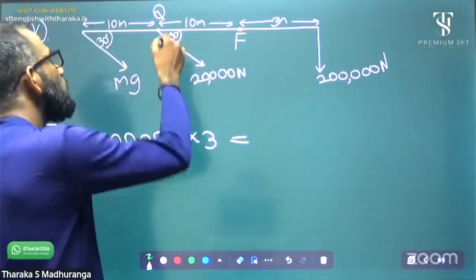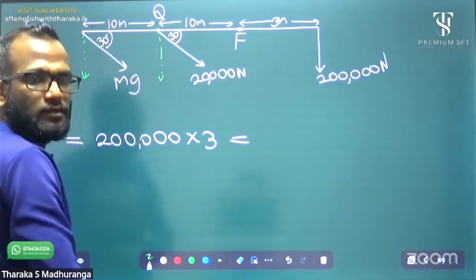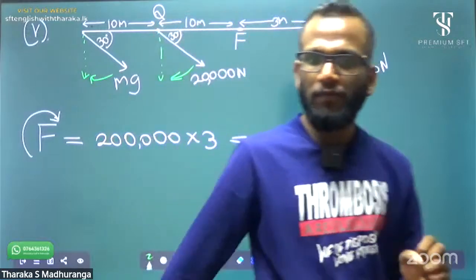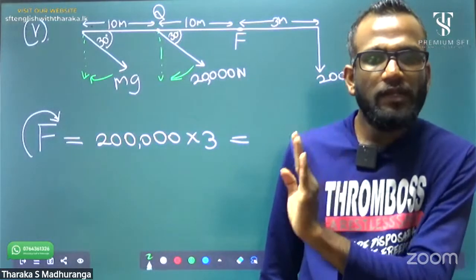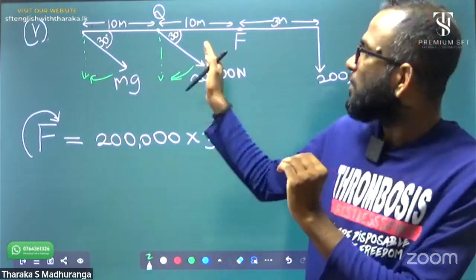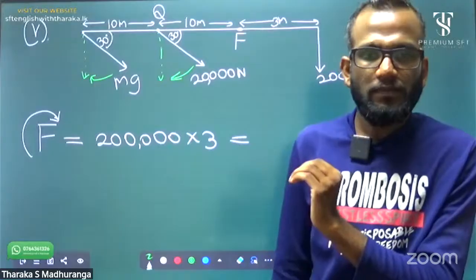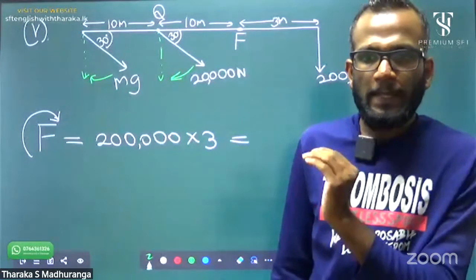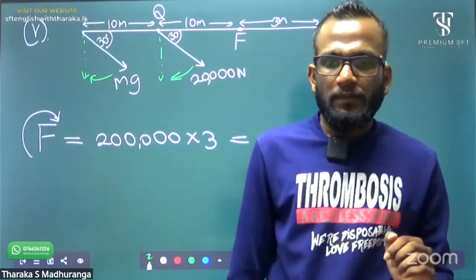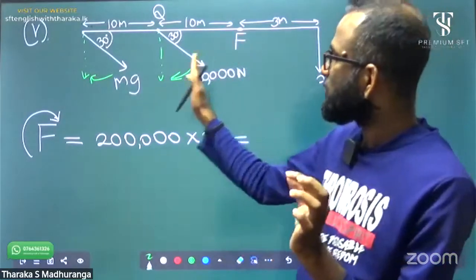You have to resolve both these forces in this way, because they are not perpendicular forces. Now, 20,000, resolve it in this way. Send me the equation. Resolve it in this perpendicular way. Quickly. Force 20,000, resolve it in this way.